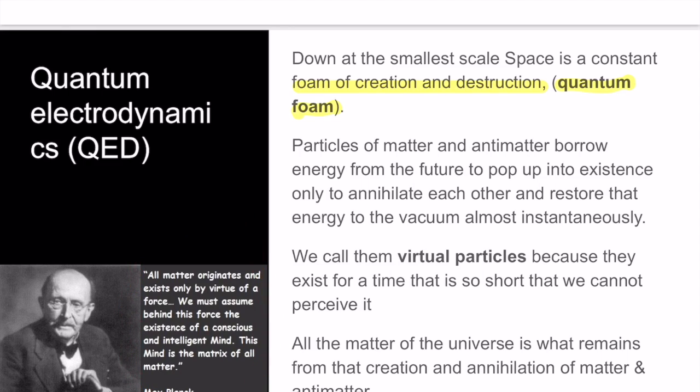Matter originates and exists only by virtue of a force. We must assume behind this force the existence of a conscious, intelligent mind. This mind is the matrix of all matter. I love this quote. It means, in other words, if you are observing a flower, what's happening?